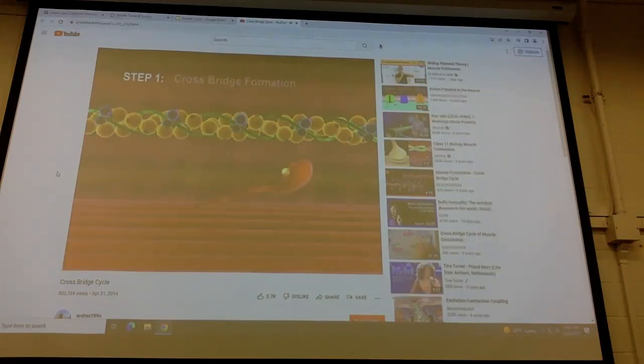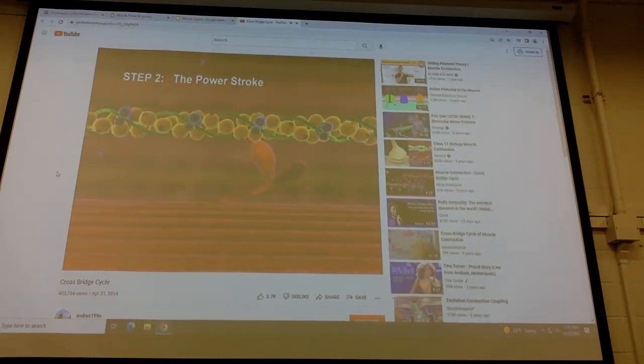Step 1, cross-bridge formation. The activated myosin head binds to actin, forming a cross-bridge. Inorganic phosphate is released, and the bond between myosin and actin becomes stronger. Step 2, the power stroke. ADP is released, and the activated myosin head pivots, sliding the thin myofilament toward the center of the sarcomere.